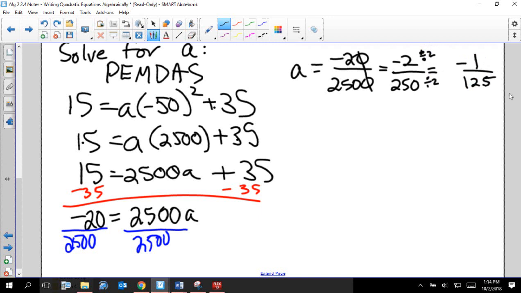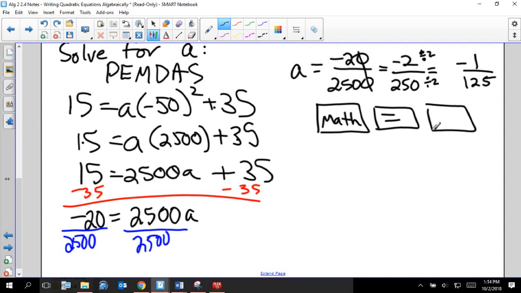If you typed negative 20 divided by 2,500 on your calculator, how do you make it go into a fraction? You do math, and then it's enter, enter. And it just changes to a fraction for you.